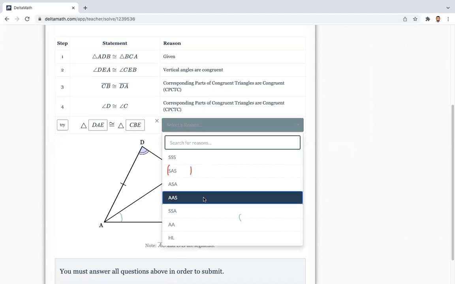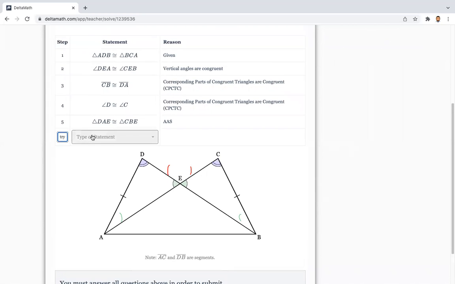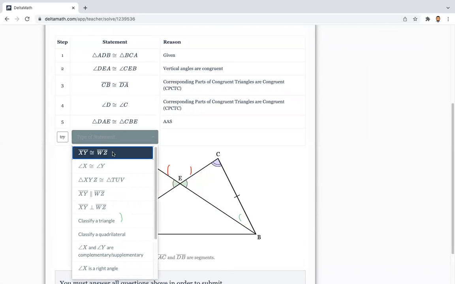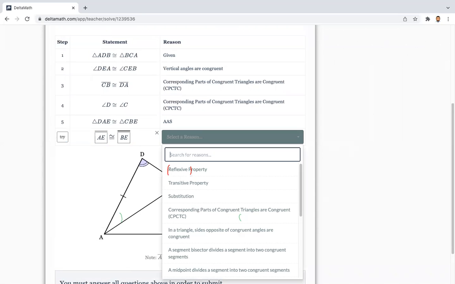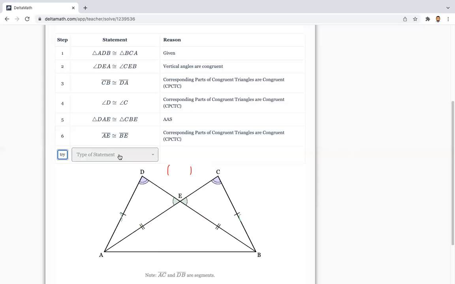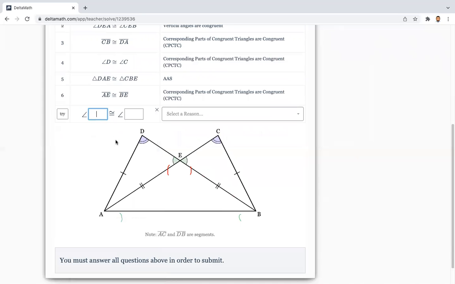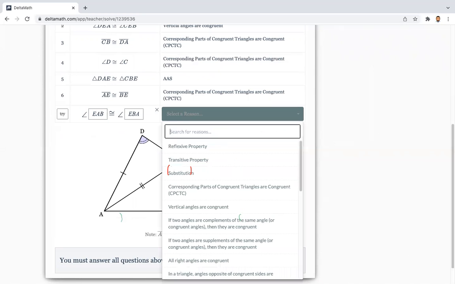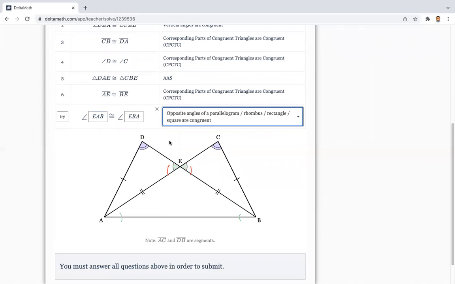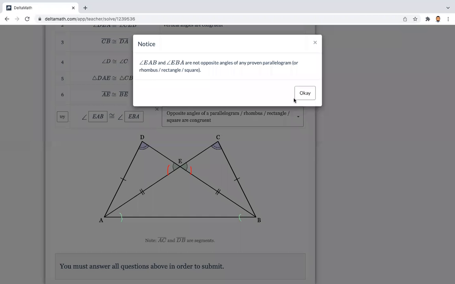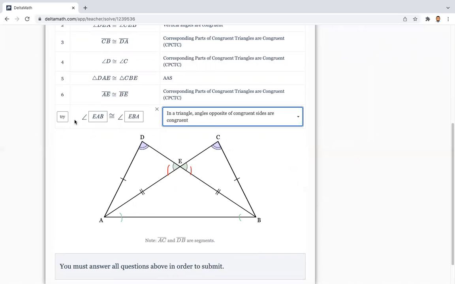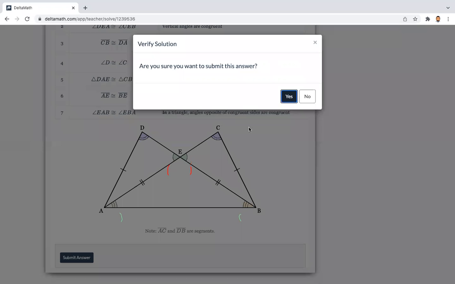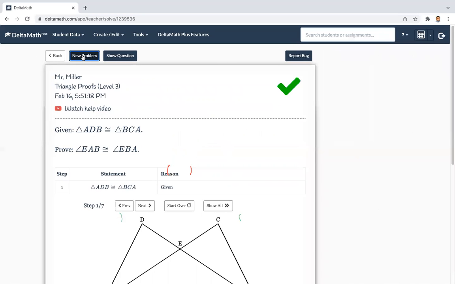by angle side. And if those are congruent, then AE must be congruent to BE by CPCTC. And then I should be able to say the base angles theorem. So angle EAB is congruent to angle EBA. And Delta Math calls that opposite sides of a parallelogram or rhombus are congruent. Oop. Opposite sides of, there we go, congruent sides. And one down.